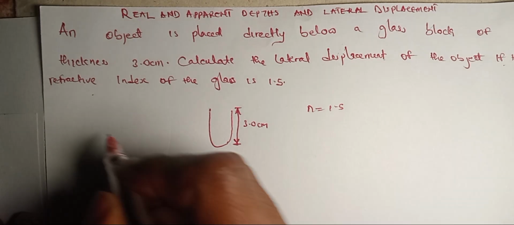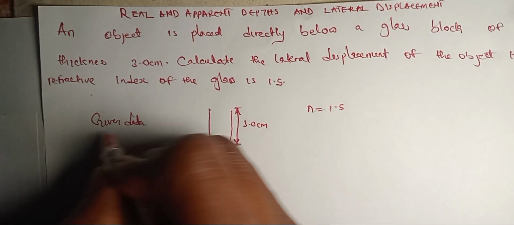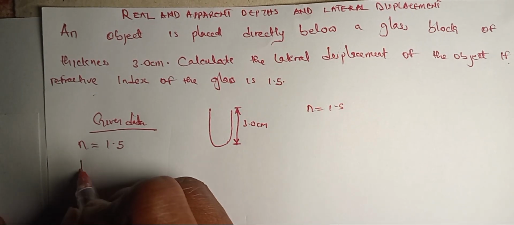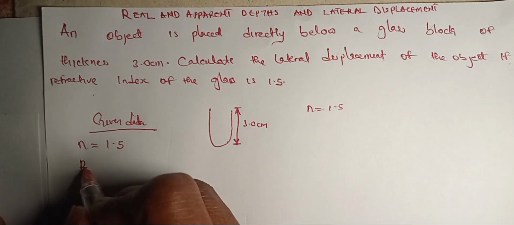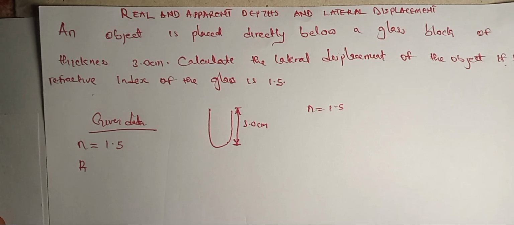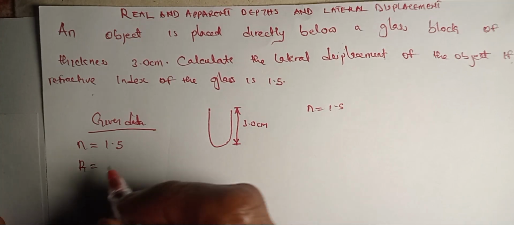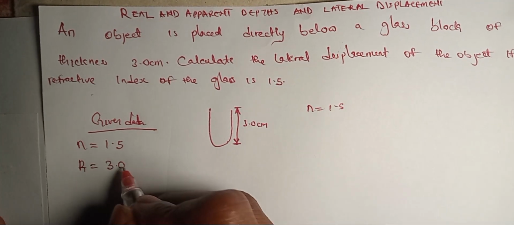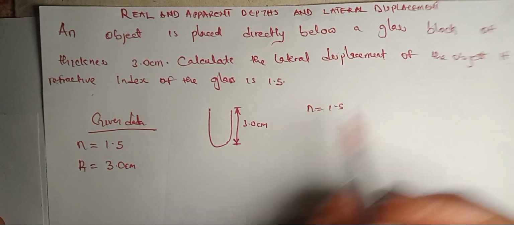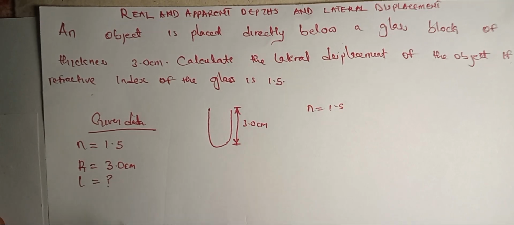So now let's first copy our given data. The refractive index is 1.5. The real depth, the real object thickness of the object placed below a glass block, is 3.0 centimeter. So we are looking for the lateral displacement. Let's represent the lateral displacement as L.